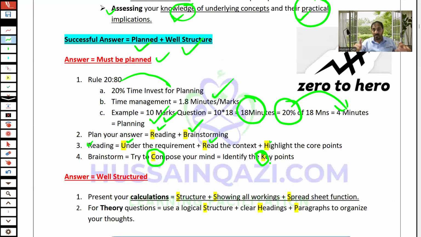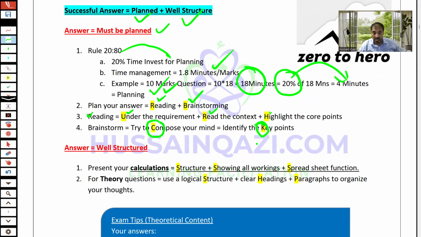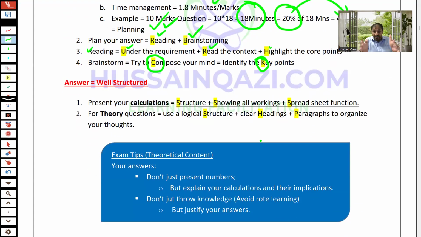So the first answer, if you really want to become a hero, is that you must plan your question. You need to invest 20% of the time for reading and brainstorming. Number two, whenever you execute or practice your questions, your answer must reflect being well structured.